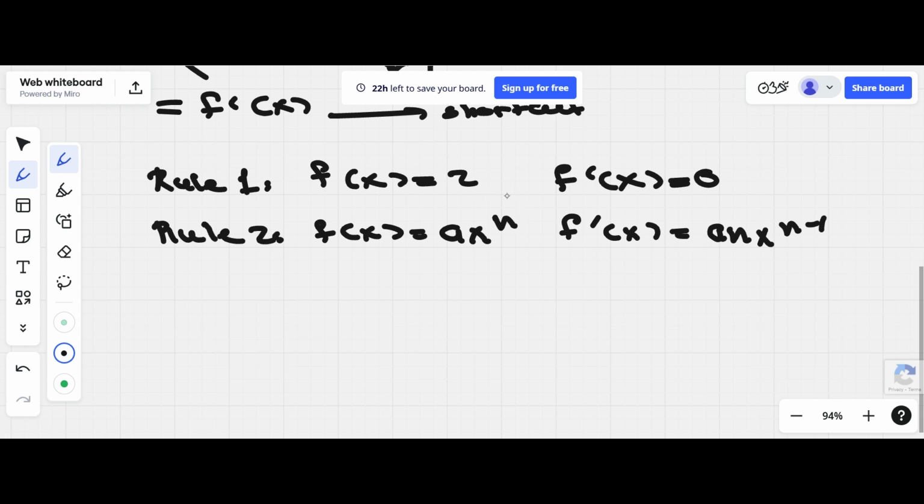So now I'll explain why the derivative of a constant is always zero. Here, in the function f of x equals 2, can't we write that as 2 times x to the power of 0?